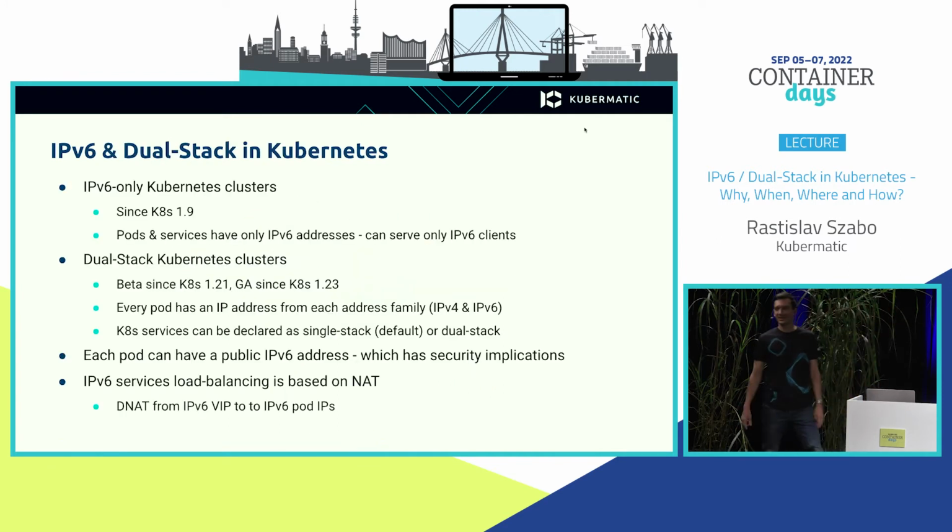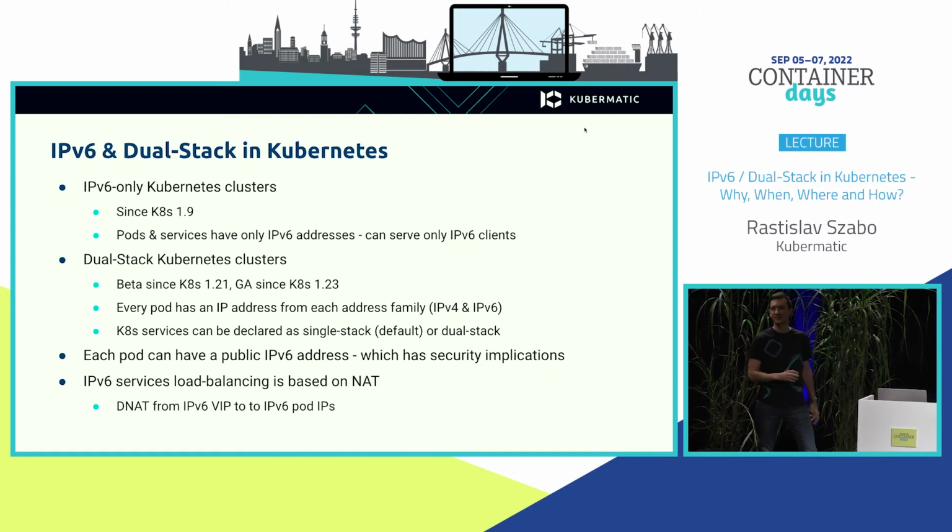Now let me go to Kubernetes. IPv6-only Kubernetes clusters have been supported for a long time, since Kubernetes 1.9. But IPv6-only clusters are not that useful because it means that pods and services can serve only IPv6 clients. So you cannot really serve both IPv4 and IPv6 at the same time. Their use case was limited to special telco or networking use cases.